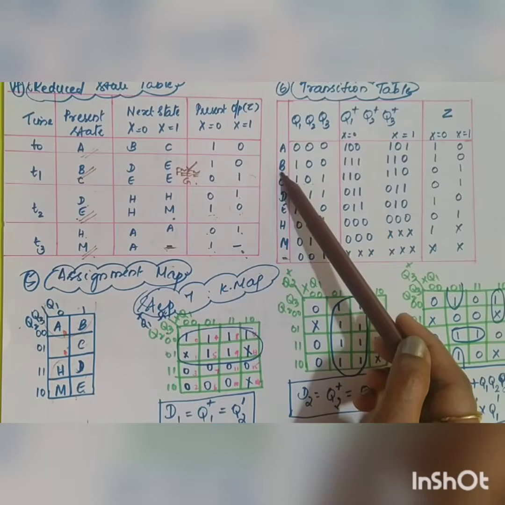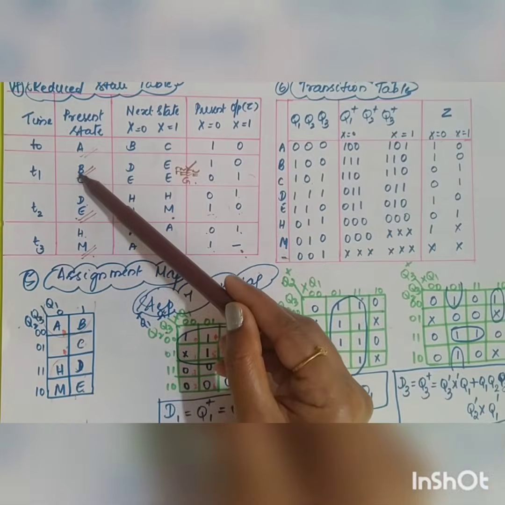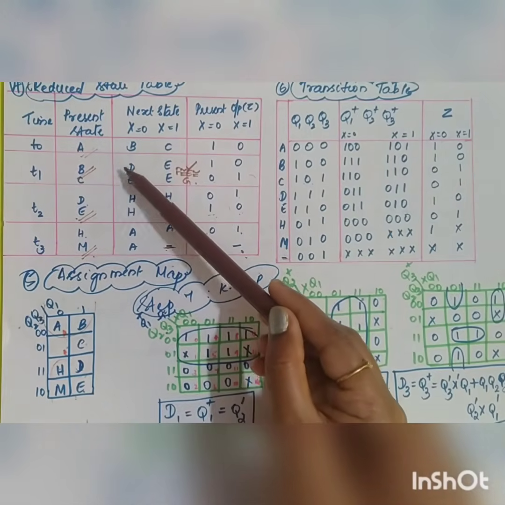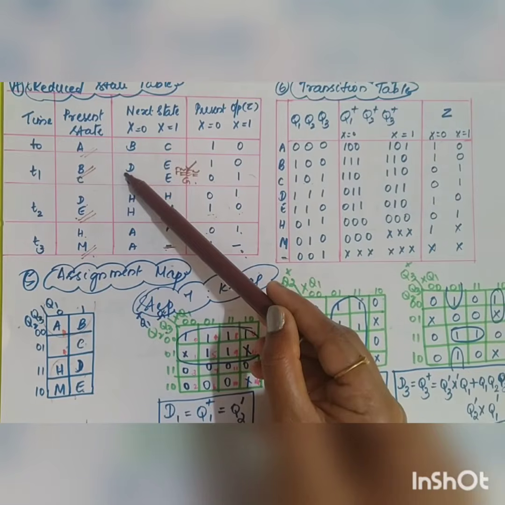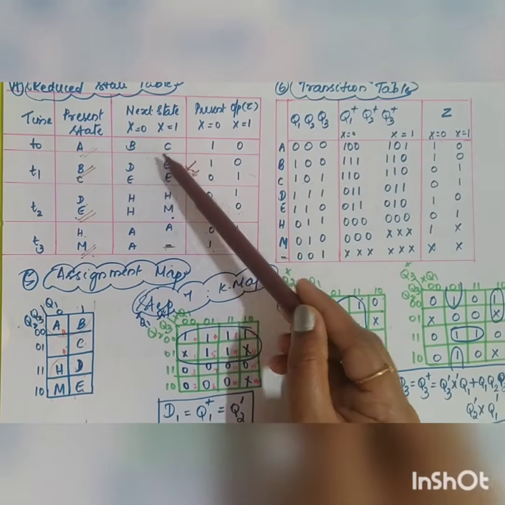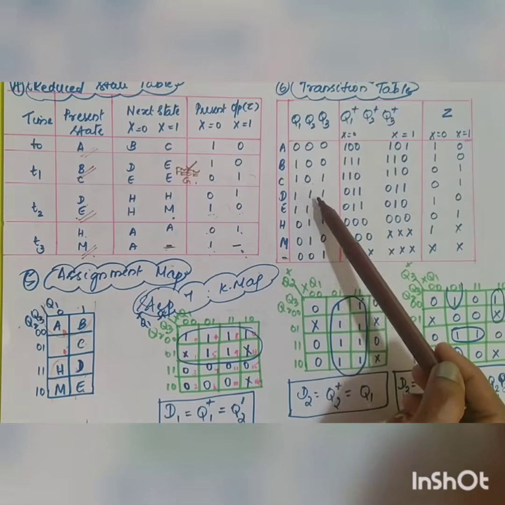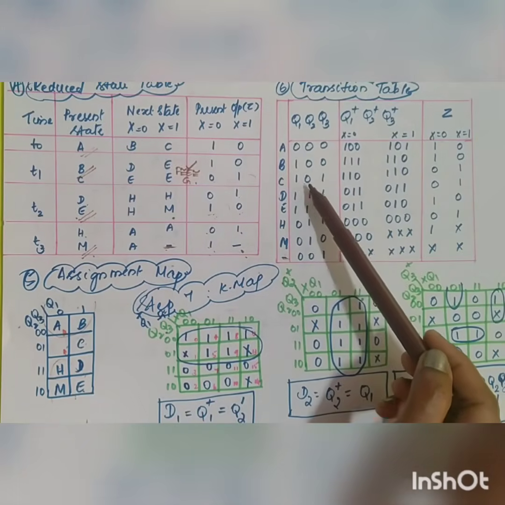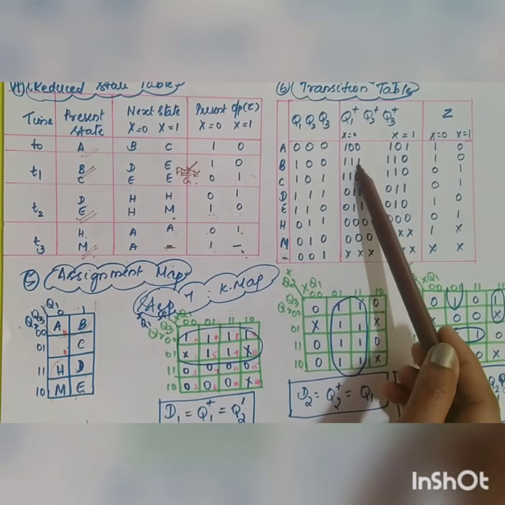Let us take the next state. At B, present state is B. Okay, so what is your next state? At x is equal to 0, your next state is equal to D. Right? D. So your next state is D, which is equal to 1, 1, 1.